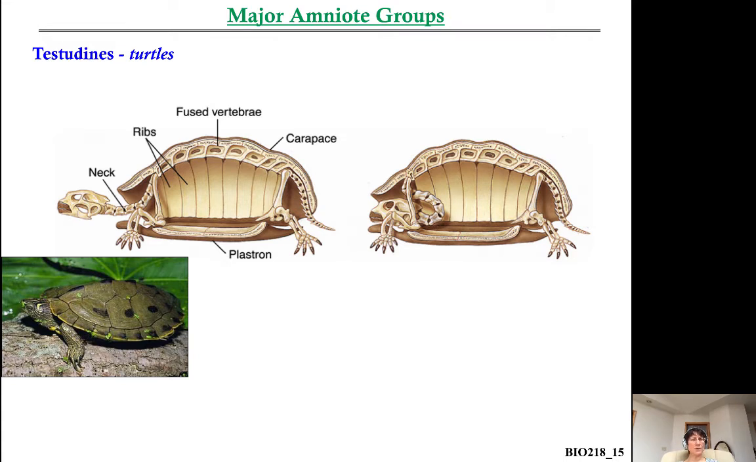So if you didn't know, the shell is actually composed of mostly bone, and that bone is composed of fused vertebrae in their backs, and then their ribs are completely fused together. And what that does is it creates a really interesting situation where the girdles, the pectoral and the pelvic girdles, are literally inside their rib cages, which is not like us at all.